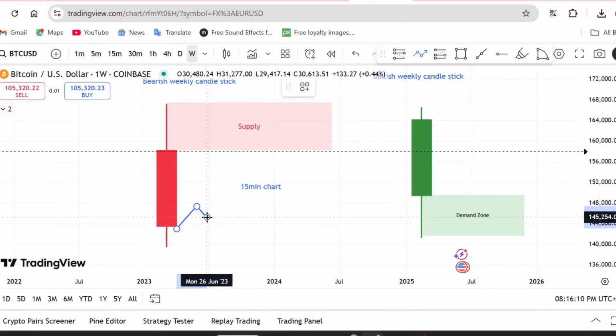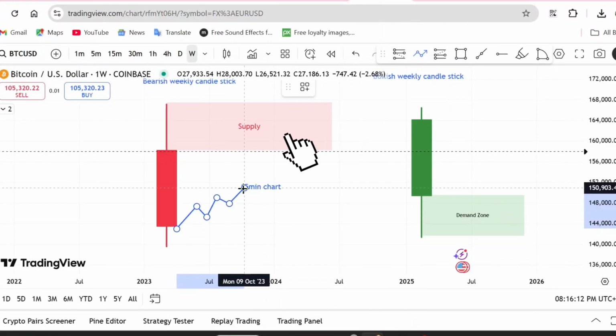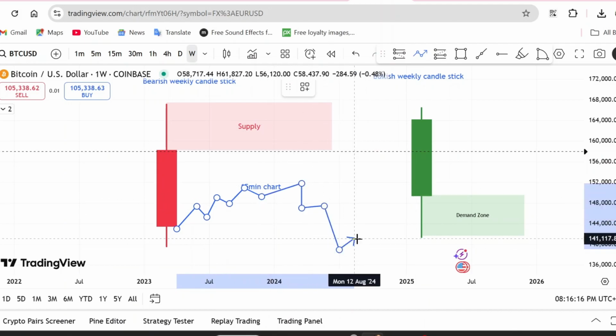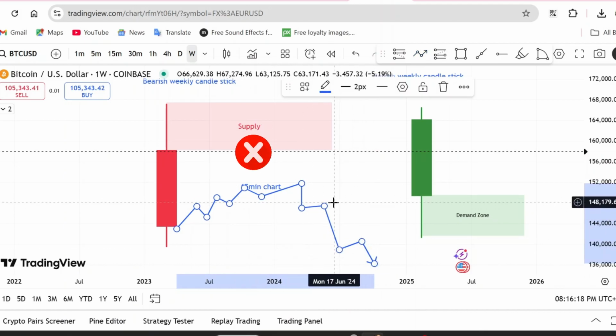Now, here is a key rule to note. If price doesn't return to this weekly wick zone within 1 week, that is from Monday till Friday, that zone becomes invalid and non-tradable for me.